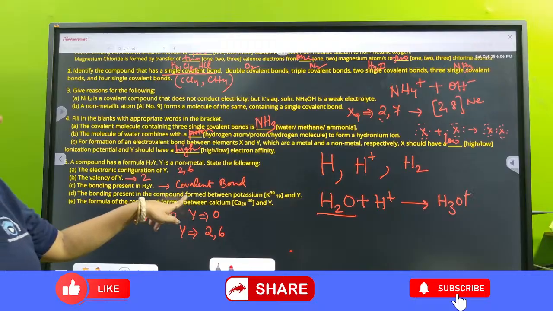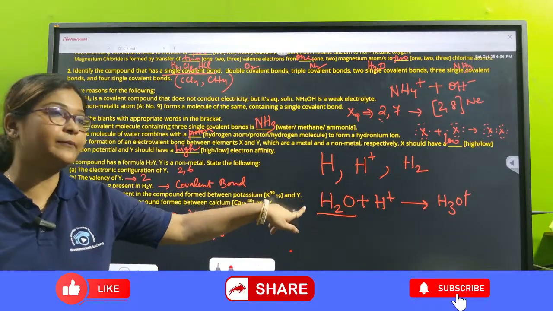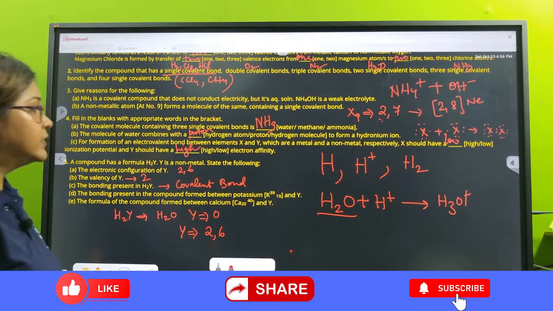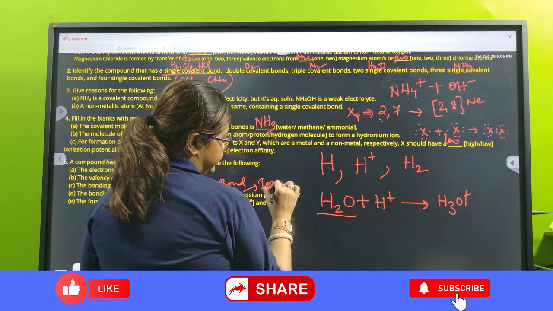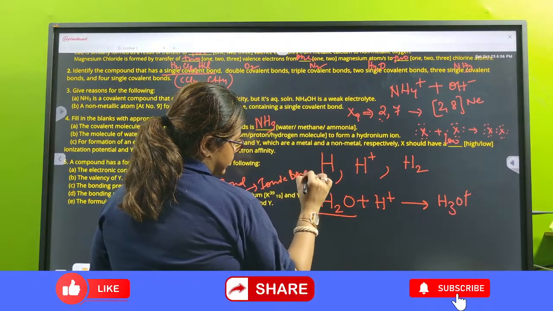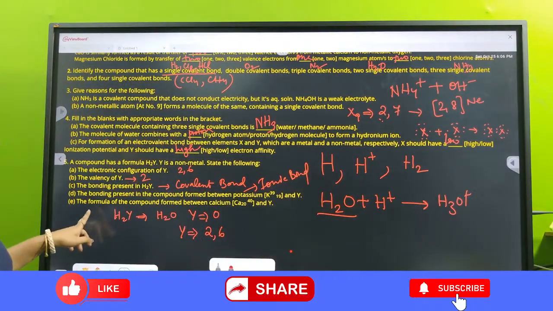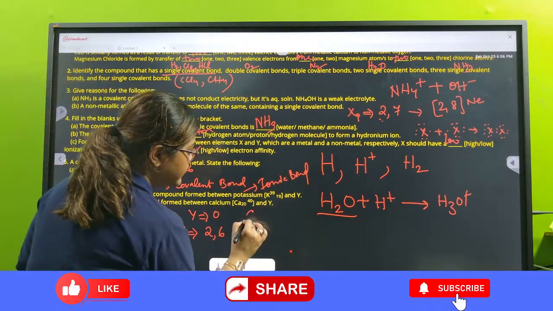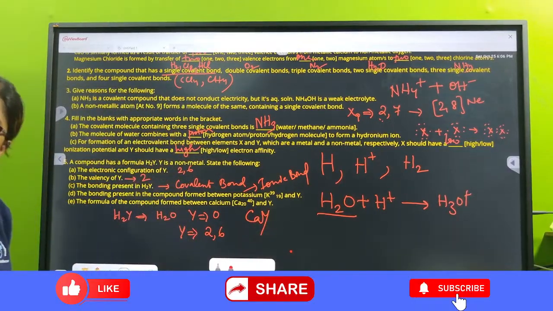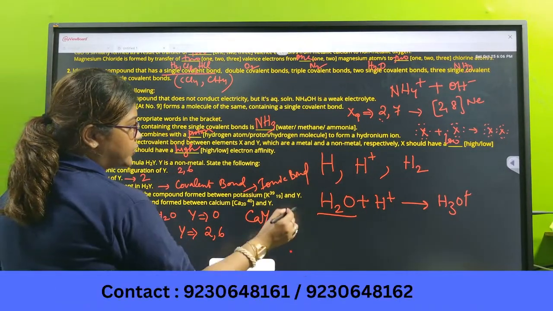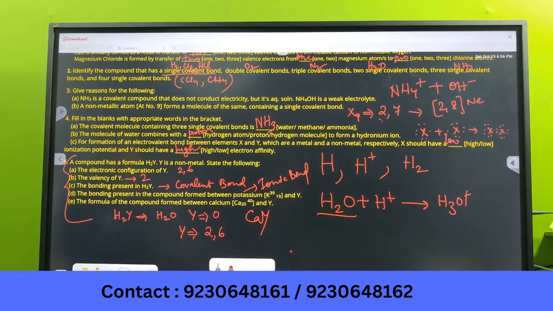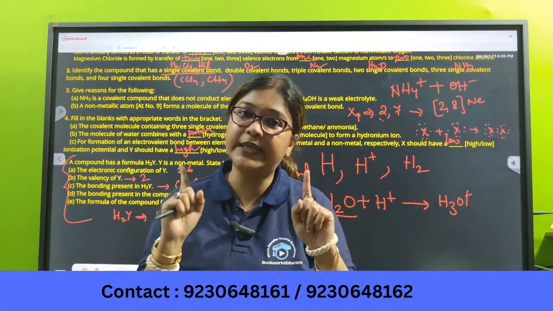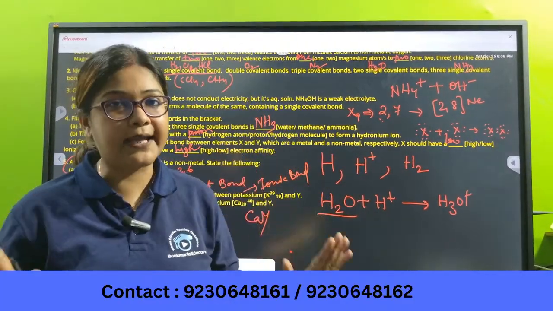The bonding present in the compound between potassium and Y. Potassium and Y will usually form an ionic bond. And the formula of the compound between calcium and Y will be as follows. This type of question is very important, a little bit tricky. Keep cool, keep calm, you can crack it.